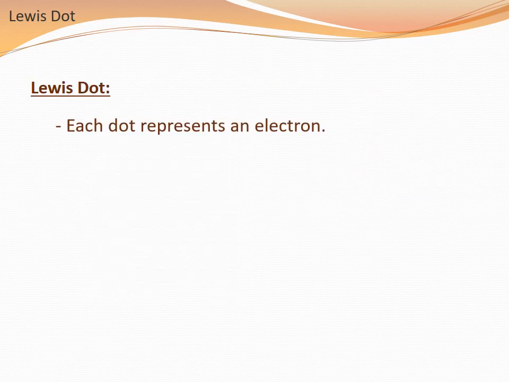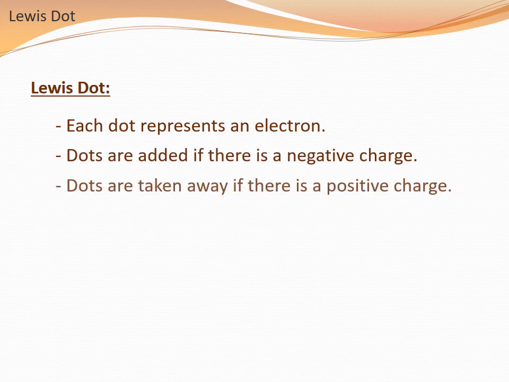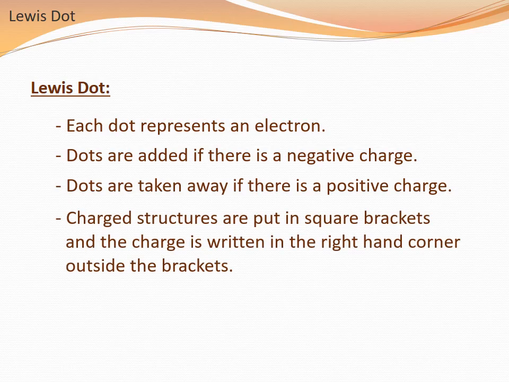Now remembering that each dot represents an electron, dots are added if we have a negative charge, and dots will have to be taken away if there is a positive charge. Charge structures are put in square brackets, and the charge is written in the right-hand corner outside the brackets.